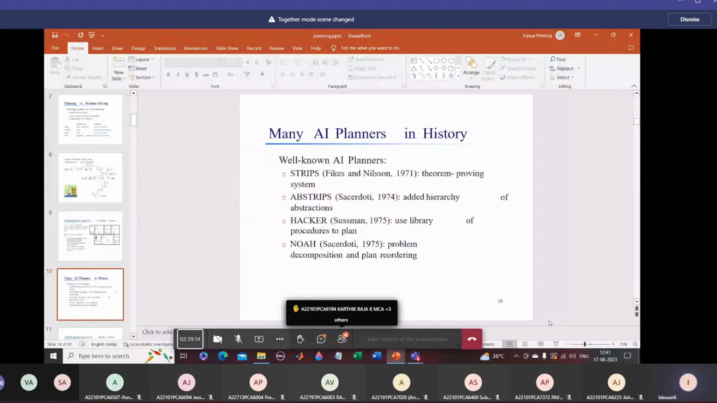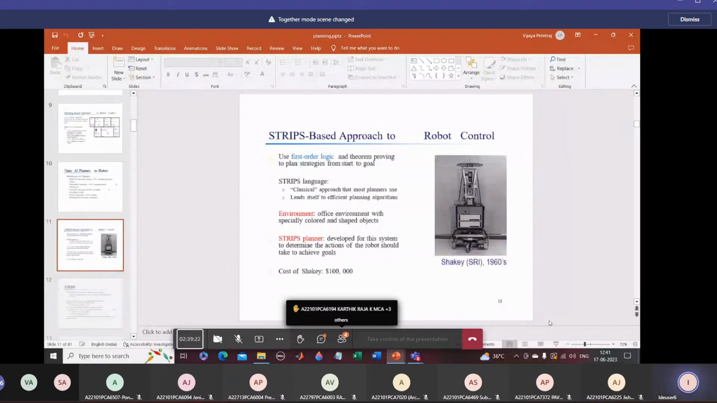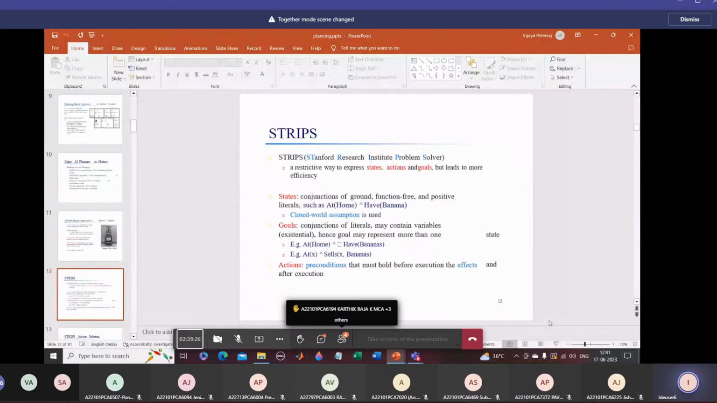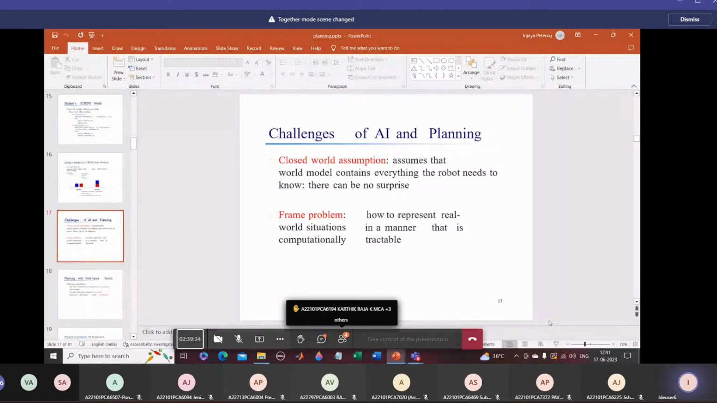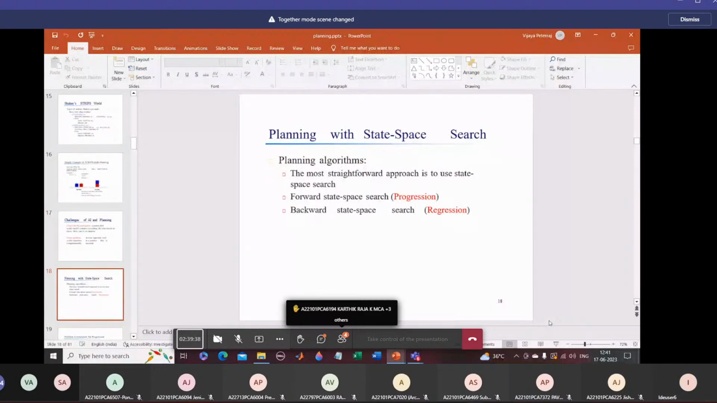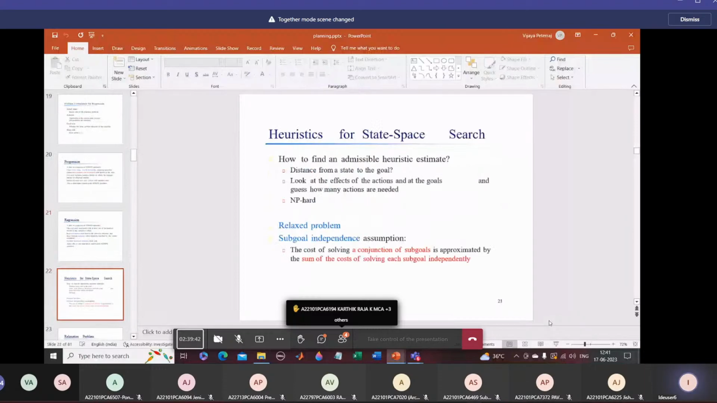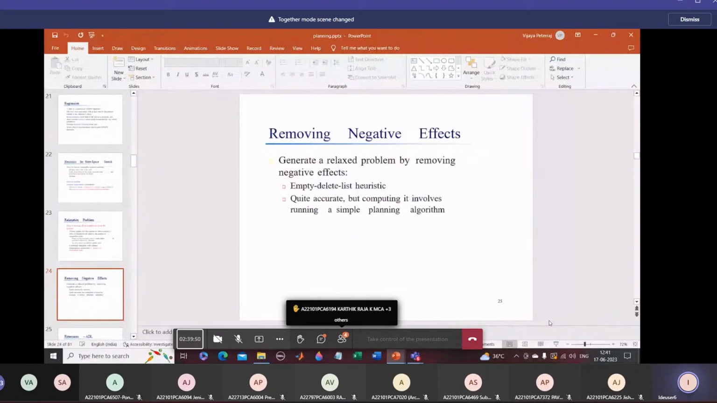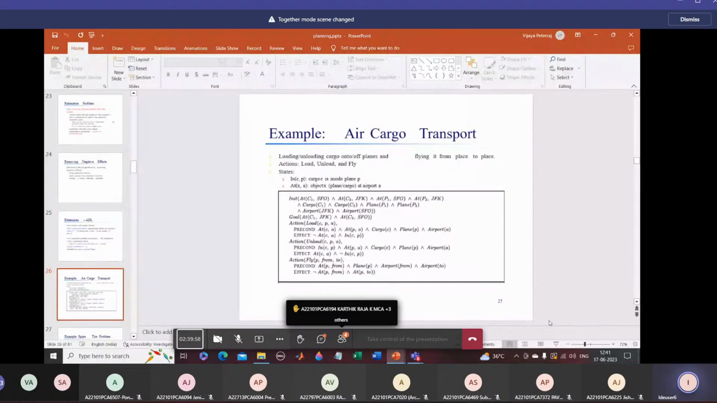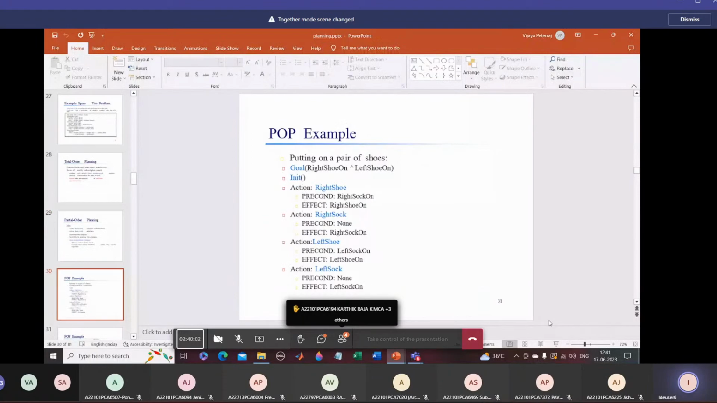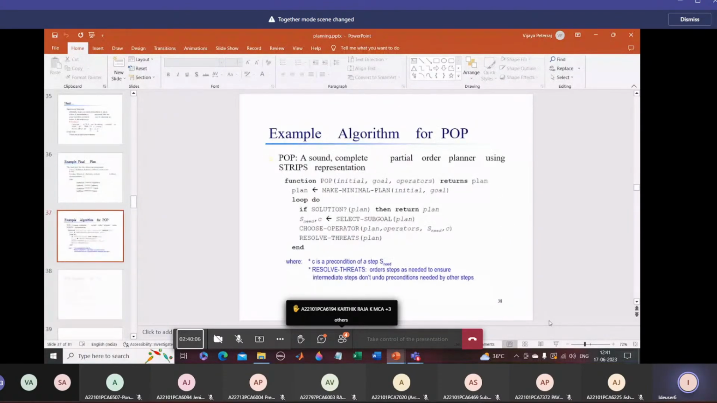Many AI planners are in history. One is STRIPS, then ABSTRIPS, then Hacker and NOAH. So this is a STRIPS-based approach, and then an example is given. And what are the challenges of AI and planning? Regression and heuristics for the state space search, the relaxation problem, how you are going to remove the negative effects, some extensions. One example is air cargo transport. So many examples are given here, right? You can go through it and first learn what planning is actually all about.